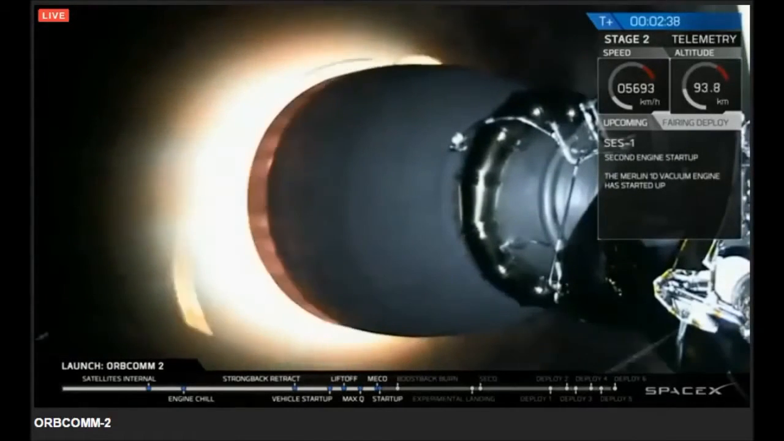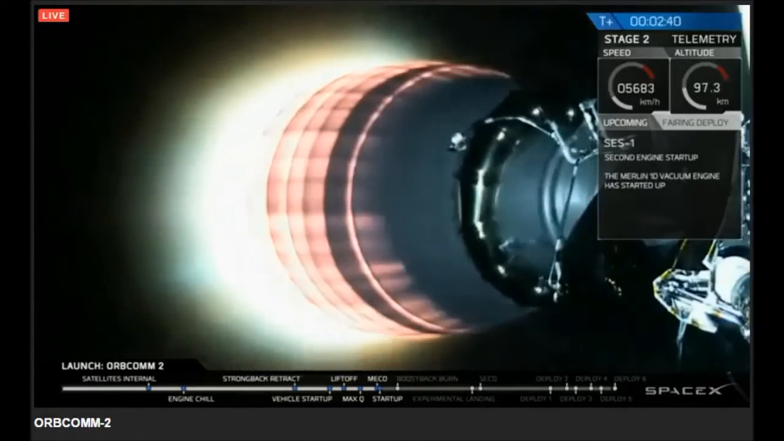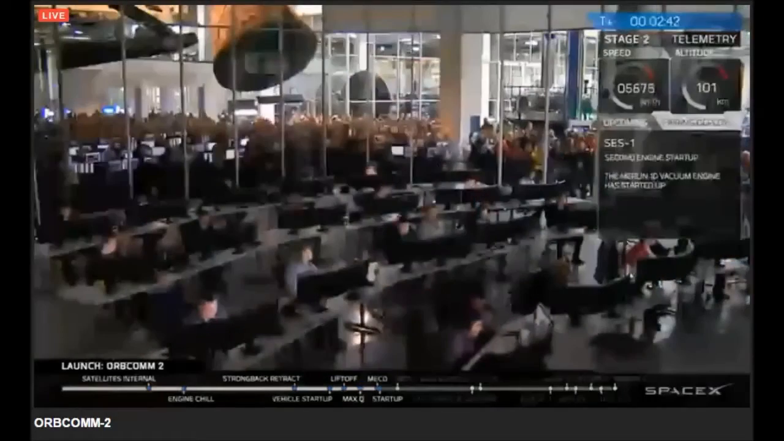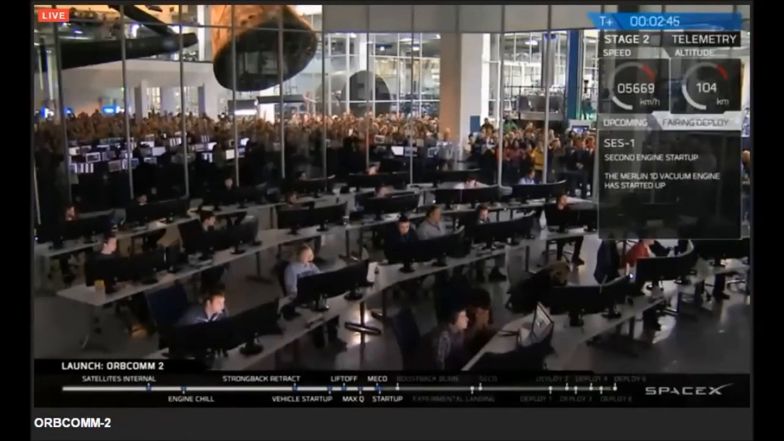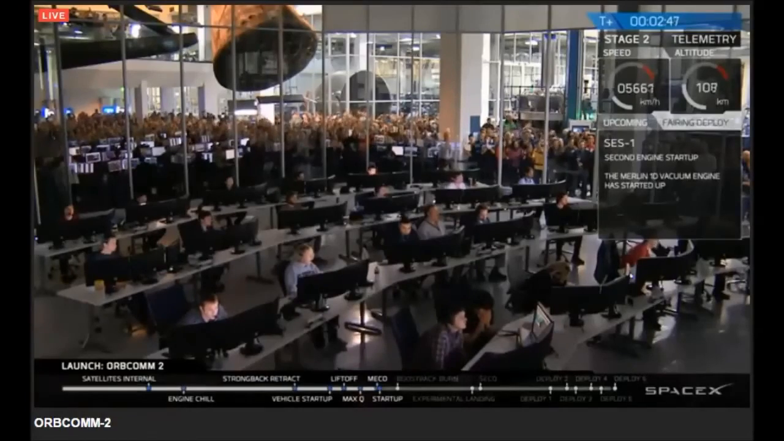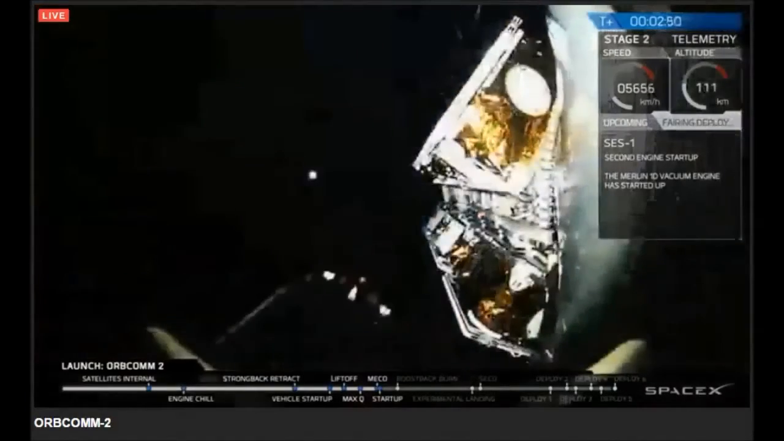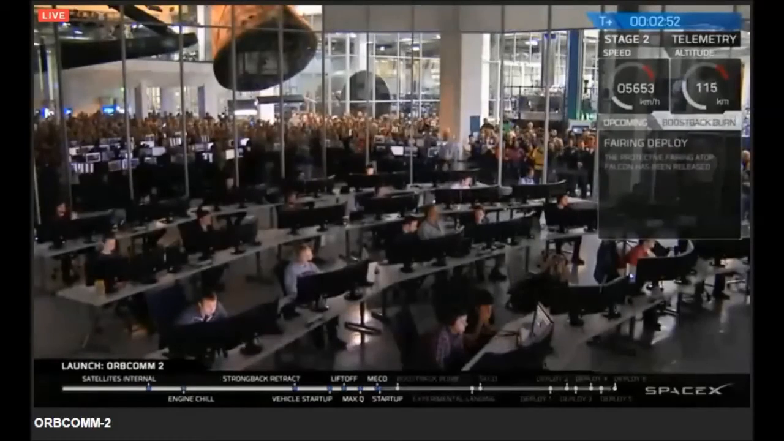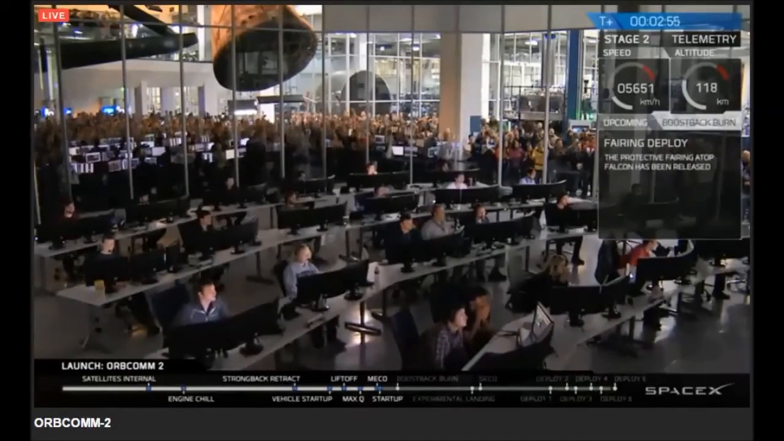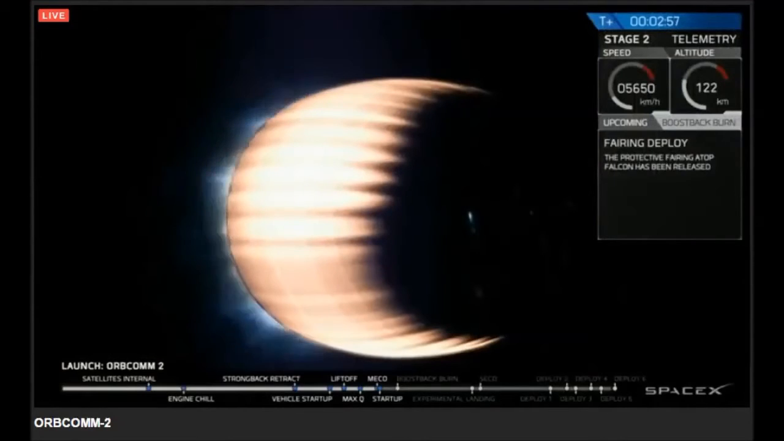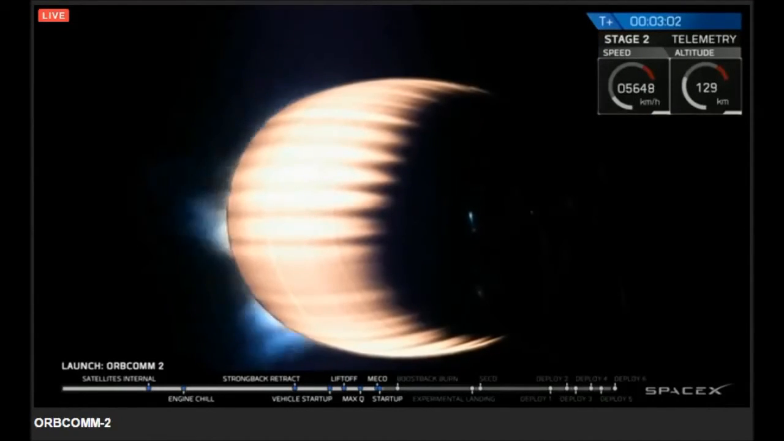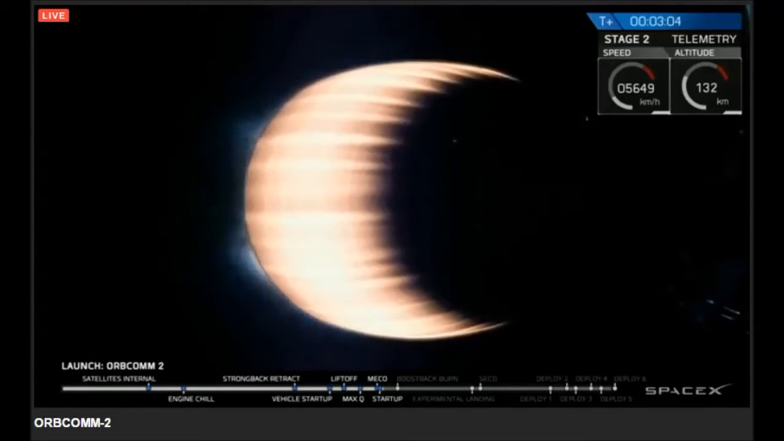Returning to land as the second stage powers the Orbcomm satellites to low Earth orbit. Stage 1 is under its foot. The fairings have successfully deployed. You can hear everyone is phenomenally excited here. The Merlin vacuum engine is burning bright as it's moving up to speeds approaching 8 kilometers per second.